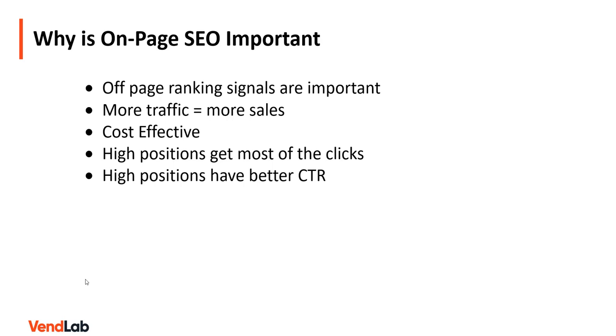Finally, better click-through rate. High-ranking sites have a much better click-through rate. The first Google mobile search result has an average click-through rate of 30%. So if you spend time getting higher positions, you will get a better click-through rate.